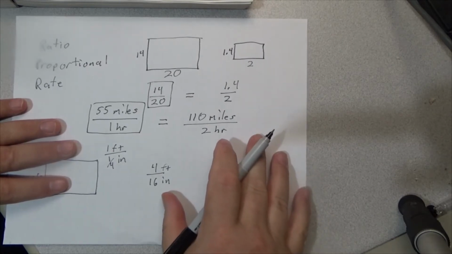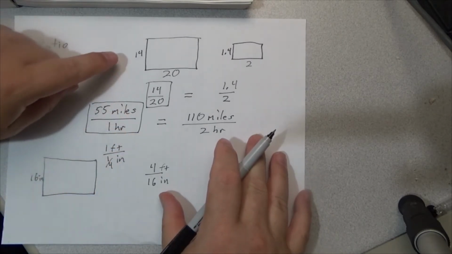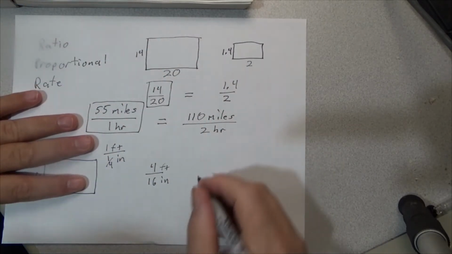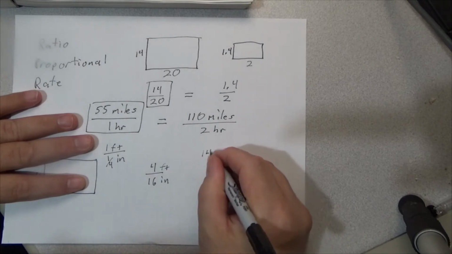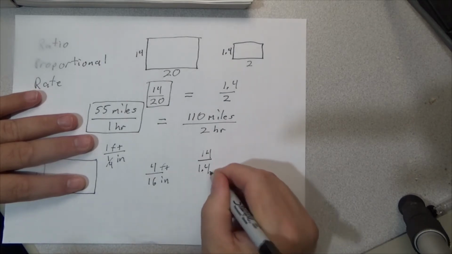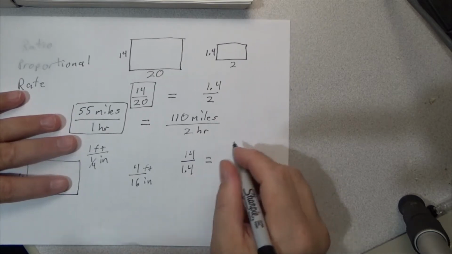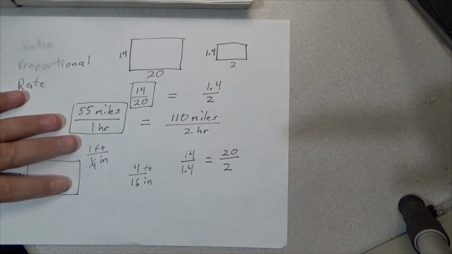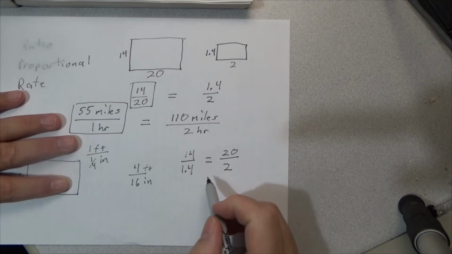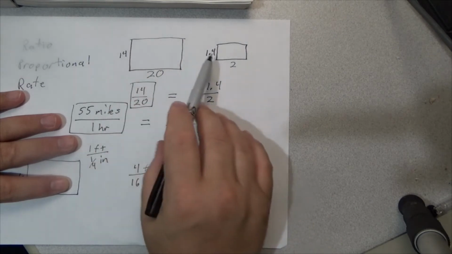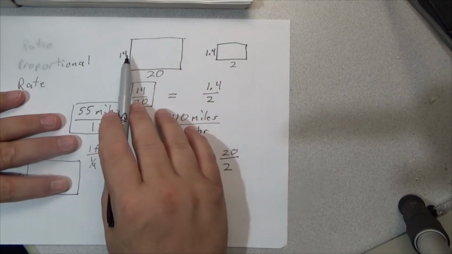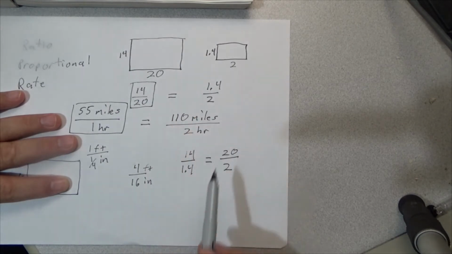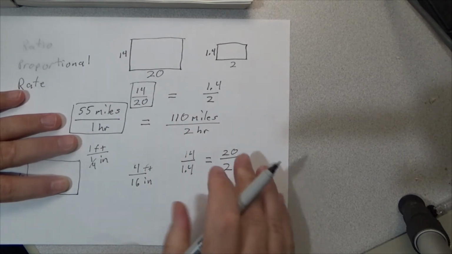Now there's another way to look at this, not just within each figure itself, but from one figure to the other. For example, I can also say that 14 over 1.4 is equal to 20 over 2. This is a better way to look at it. Corresponding sides from this figure to that figure, so the big one over the little one is equal to the big one over the little one. So this is proportional as well.